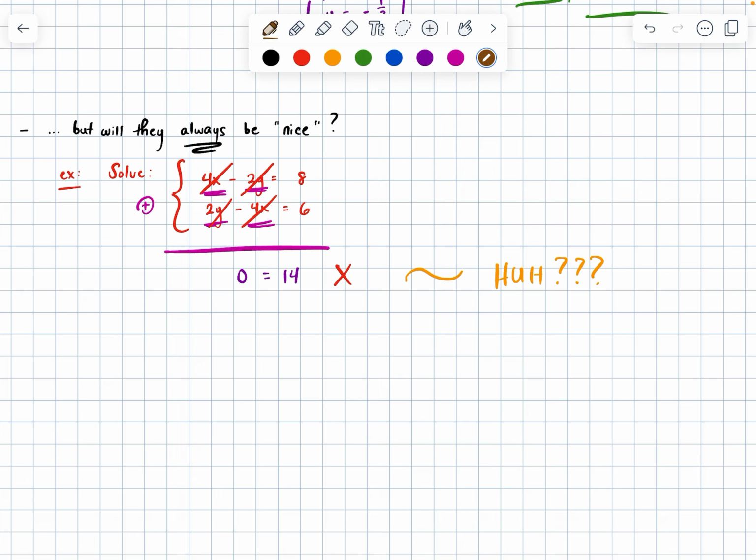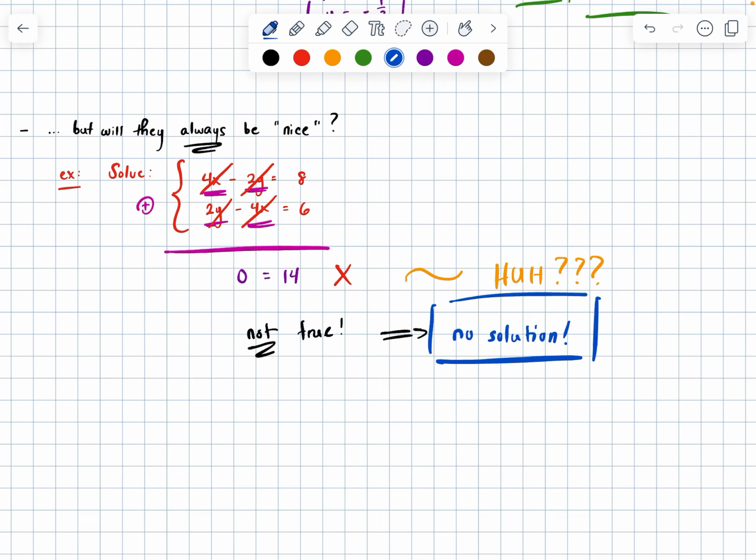Alrighty, well, if I'm trying to solve it, I need to make it true. 0 is not equal to 14. This statement is not true. And if I have a statement that is not true, that tells me that I should have a system that is unsolvable. It has no solution. So this is an example of an inconsistent system.